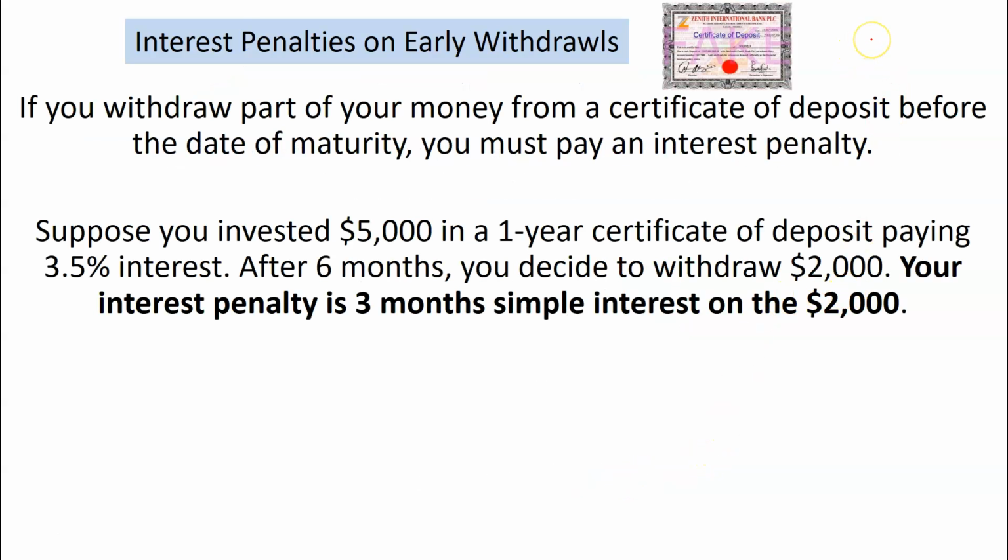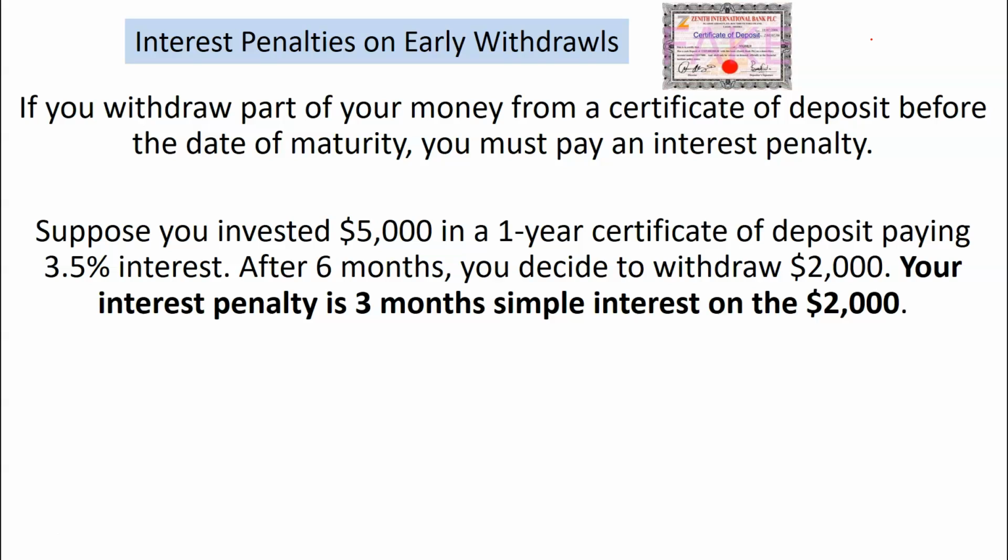So here's something. Many of you in high school may have never dealt with this, but at some point you probably will deal with something called a certificate of deposit. So I want to explain what a certificate of deposit is about. Many of you have probably had what's called a passbook savings account. Okay, a passbook savings account.